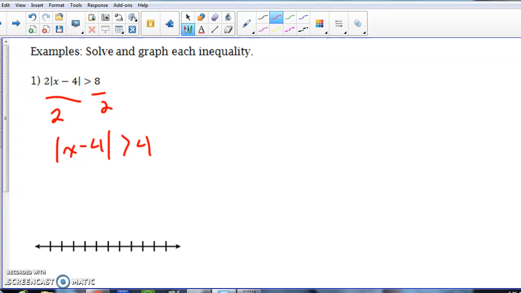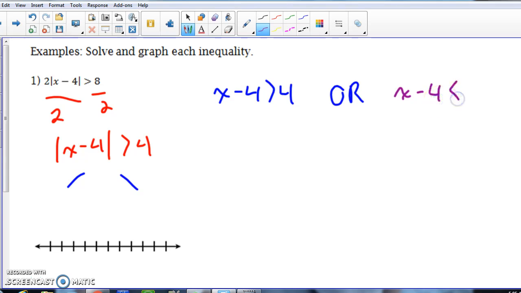Okay, now I'm ready to break apart into my two pieces. That either x minus 4 really is greater than 4. It's more than 4 spaces to the right. And because this is greater than to begin with, this becomes an or inequality. And my other case is that x minus 4 is less than negative 4 because it's more than 4 spaces to the left.